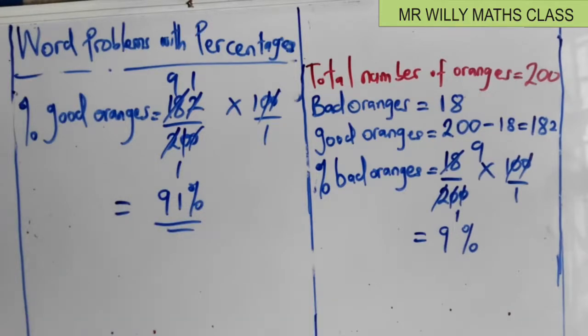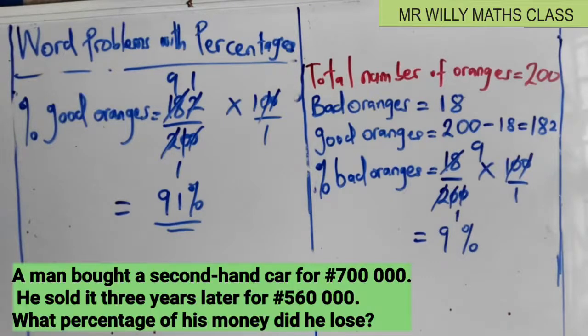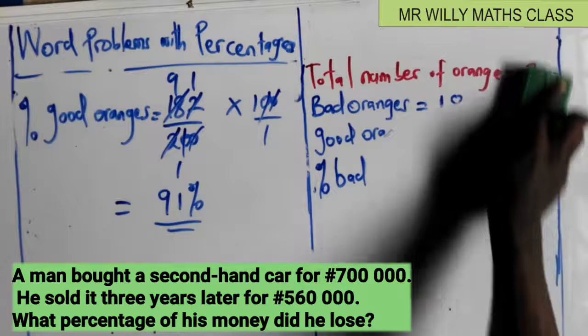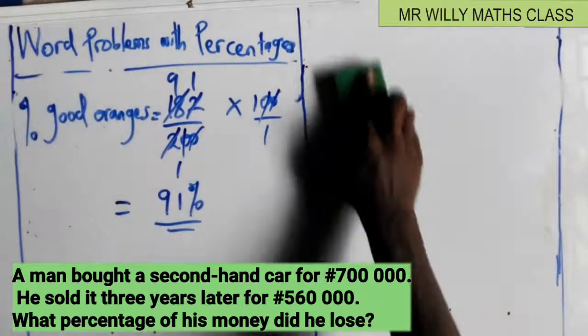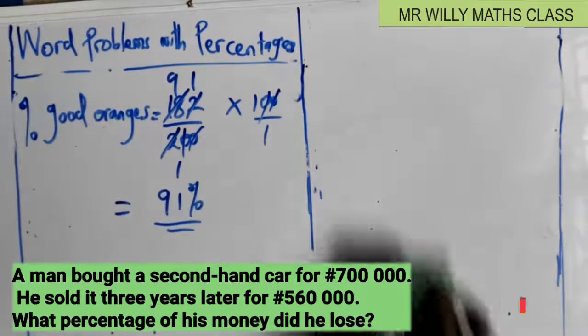So let's go to the last question for today's class. The question says that a man bought a second-hand car for 700,000 naira. He sold it 3 years later for 560,000 naira. What percentage of his money did he lose? We want to express the amount of money lost as a percentage.